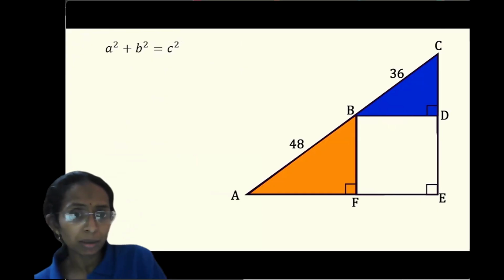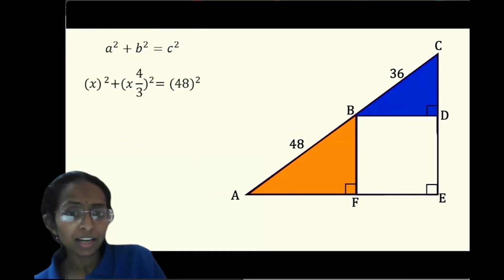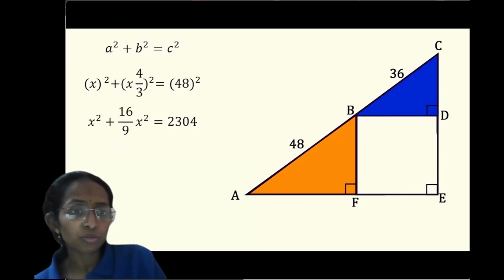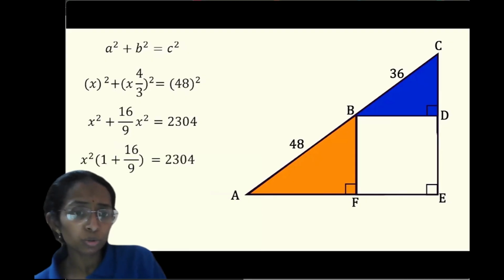Now we can apply the Pythagoras theorem for triangle ABF. What we have is the AB length as 48, AF as 4 by 3 times x, and BF, that is x. So x square plus (4 by 3 x) square is equal to 48 square, which gives us the equation x square plus 16 by 9 x square equals 2304.